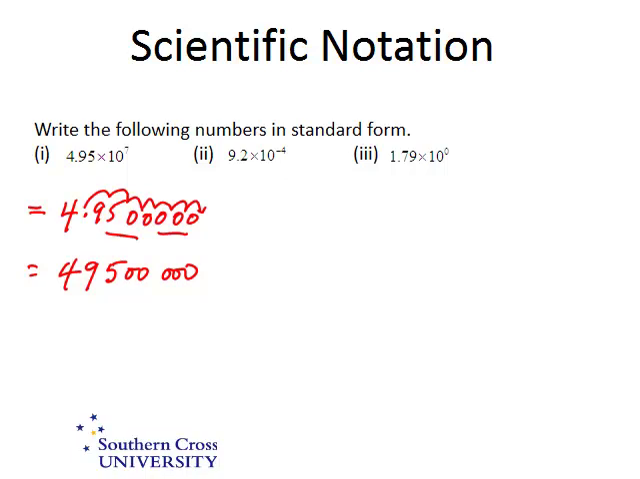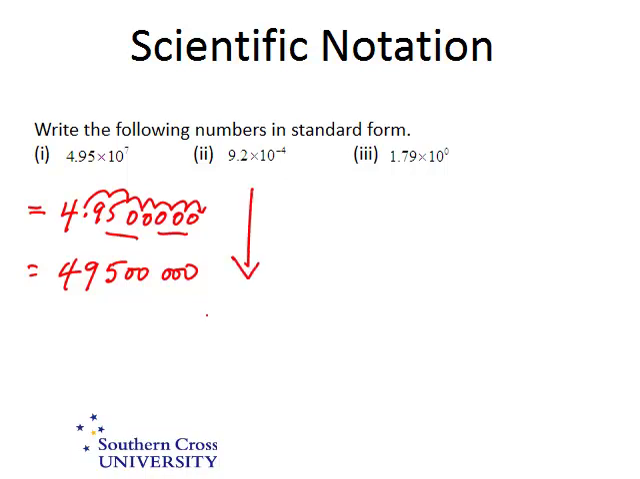Okay, we can double check that too, because if we go backwards to scientific notation, we've got to get 4.95, and the decimal point would have to move 3, 6, 7 places to get to be 4.95.